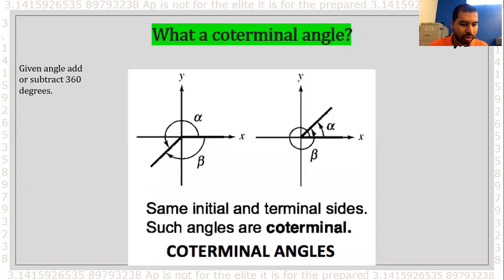Okay, and let's go ahead and go with the next part. So the next part that I want you to know is coterminal angles. So if I was to show you this angle right here, hopefully you will see that. I'll make it in red.